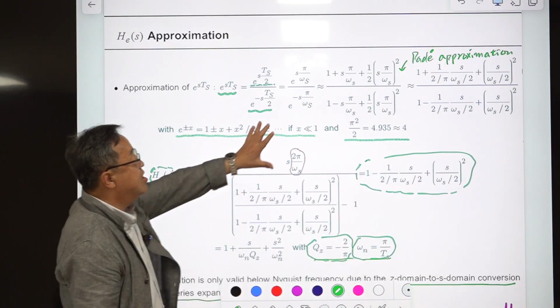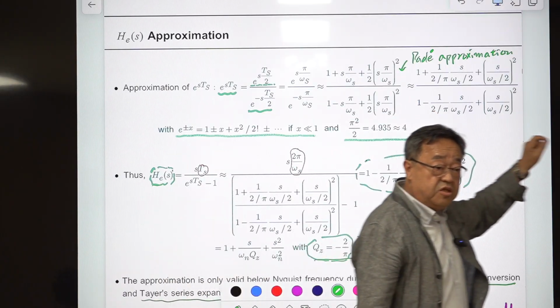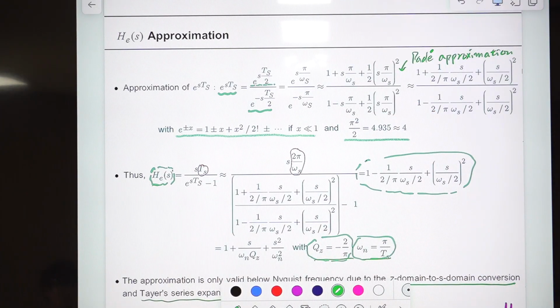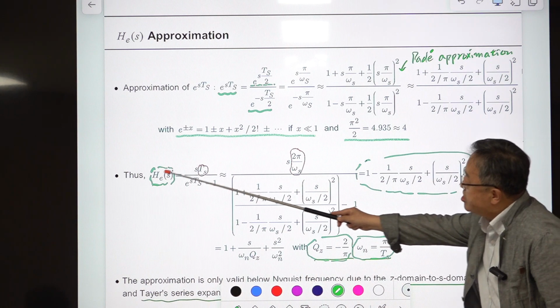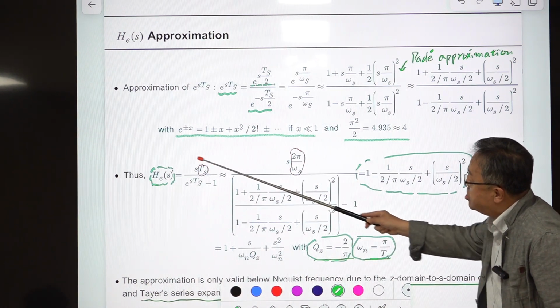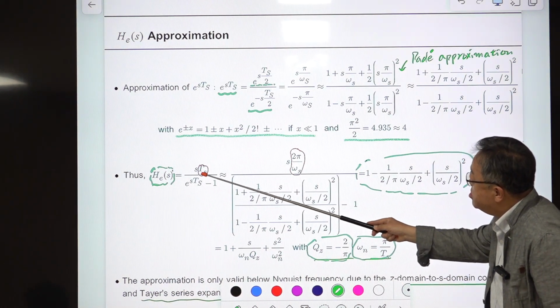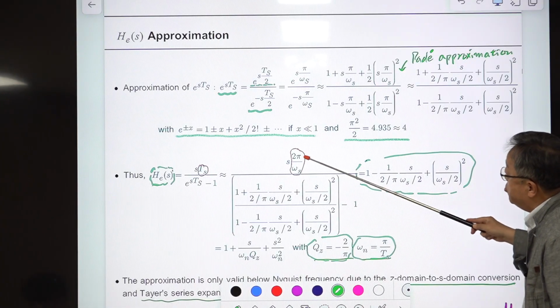Then you have this nice form. So this is the trick Ridley did. But that is acceptable. All right. So the final expression of this one is this approximated expression. Then you have this, right? So this is the original equation of HES.